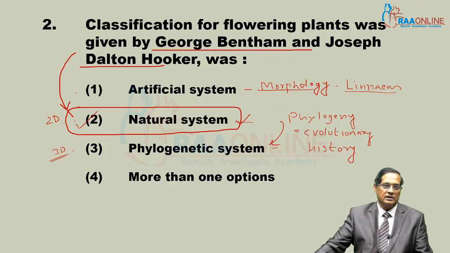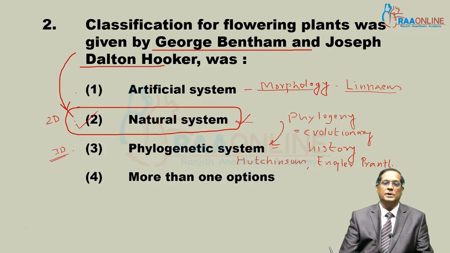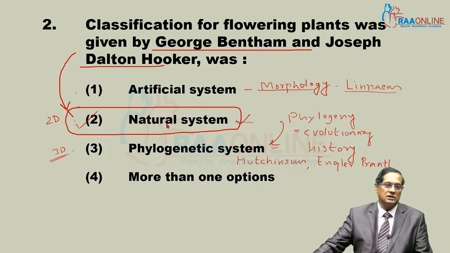Whereas Hutchinson's, Engler's and Prantl's classification systems are phylogenetic. These people are known for the phylogenetic system of classification. So in this question, the system of Bentham and Hooker is asked, then the answer is natural system.